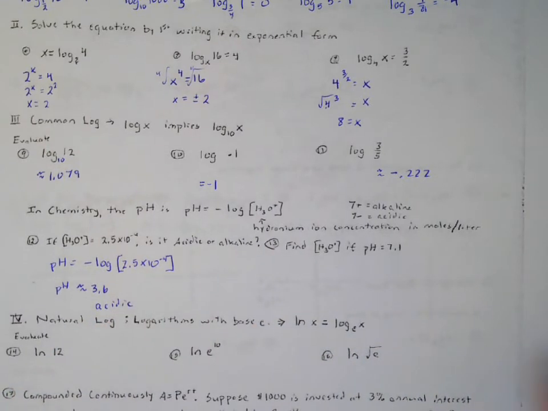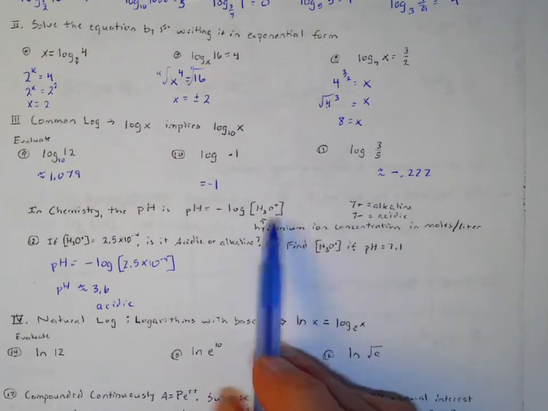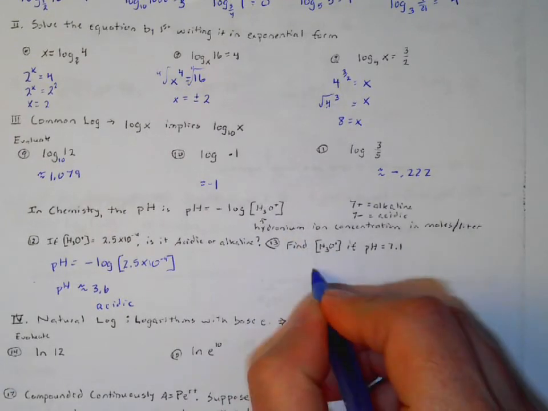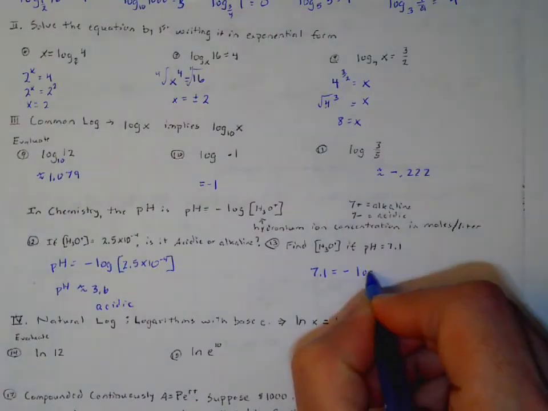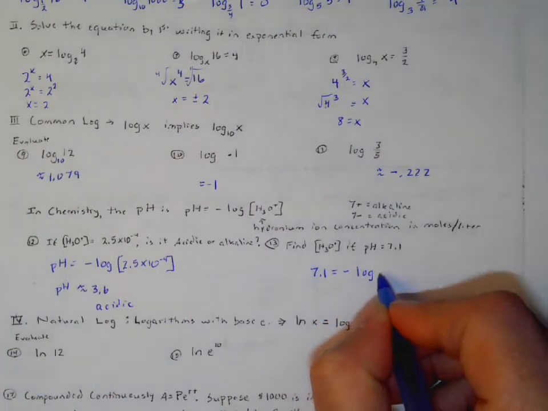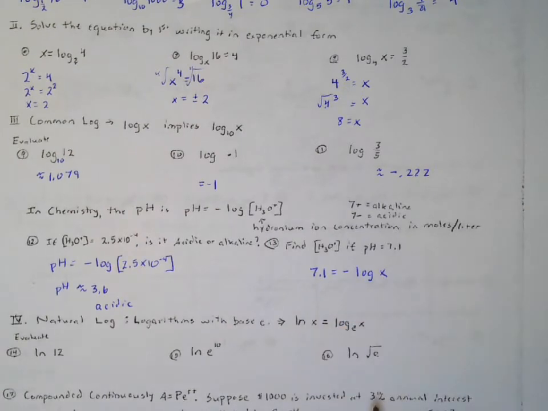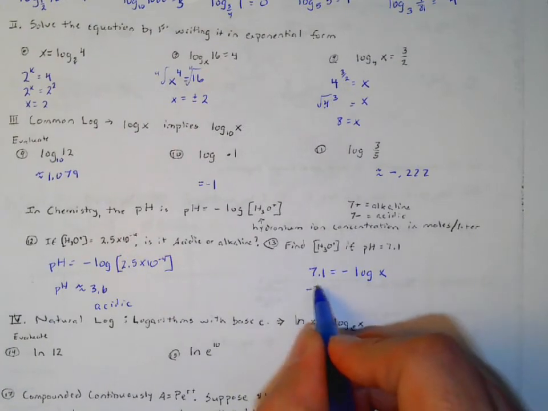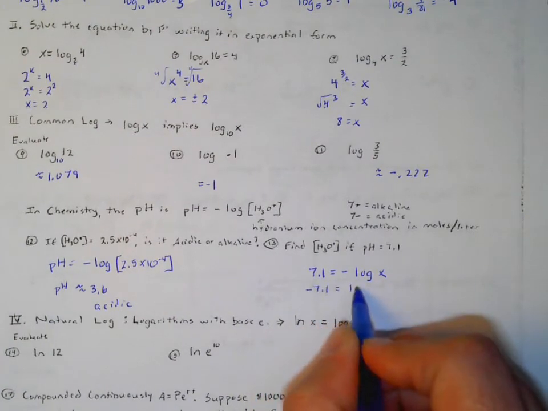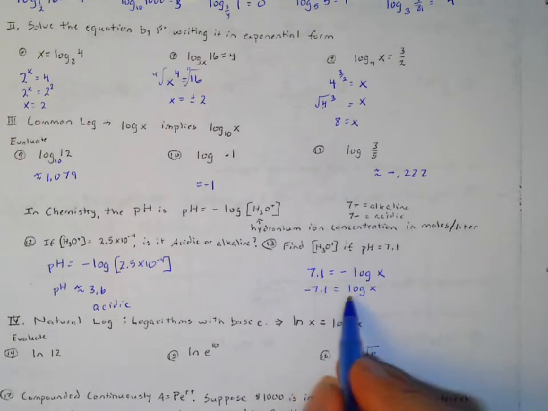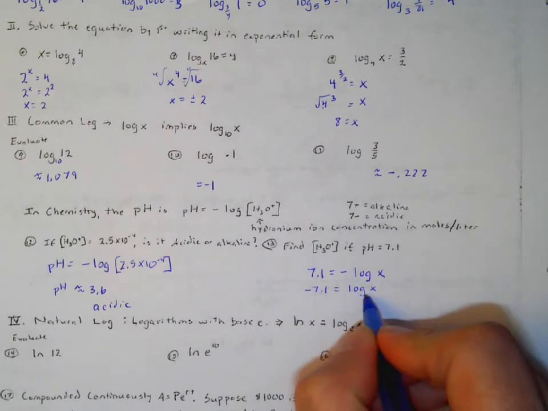Okay, next one here says find this concentration if we know the pH is 7.1. So 7.1 equals negative log of what we're trying to find. I'll just call that x. Okay, if I get rid of that negative, we get this. Now remember, this is base 10, right?